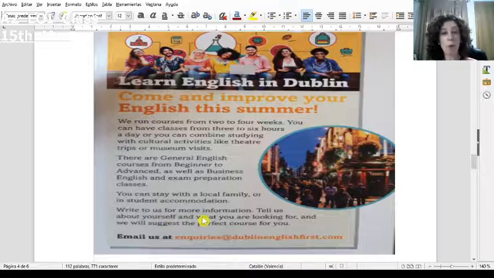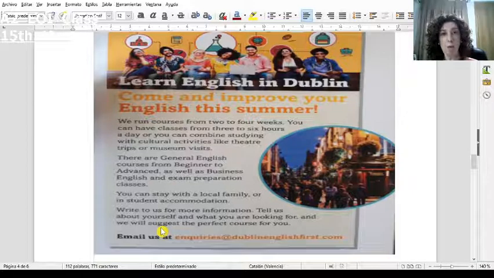Write to us for more information. Penseu a veure què més voleu saber. També els horaris, the timetables, the dates, tampoc sabem quins mesos podeu anar-se'n. Enteneu quants alumnes n'hi ha per classe. Tell us about yourself, el primer pàrrafo, the purpose. In response to your advertisement, I am asking for information. Tell us about yourself, how old you are, your level of English, and what you are looking for, què estàs buscant. And we will suggest the perfect course for you.